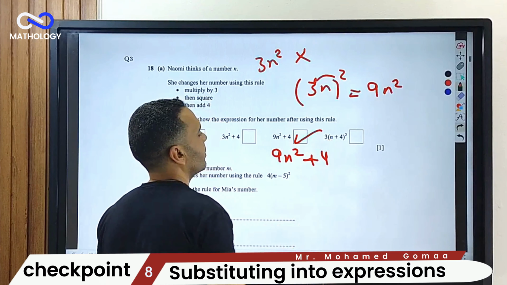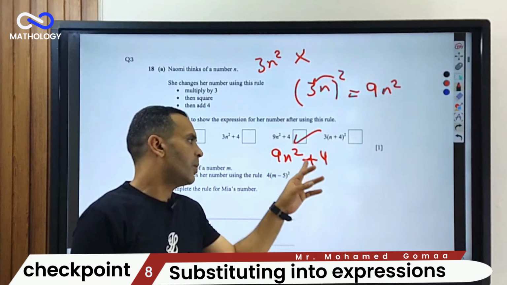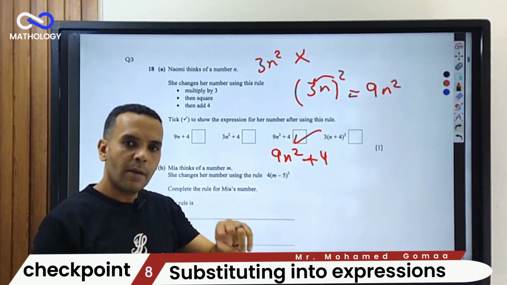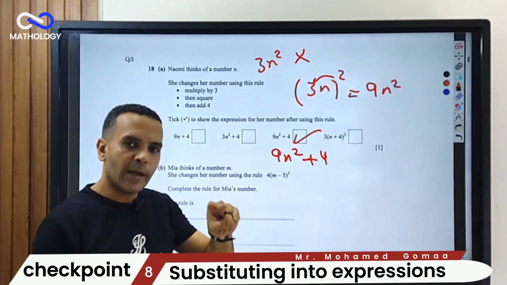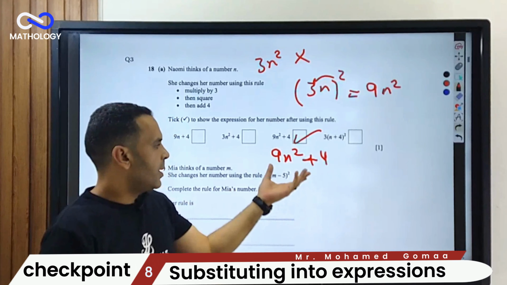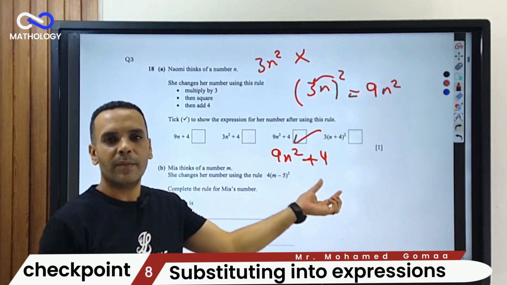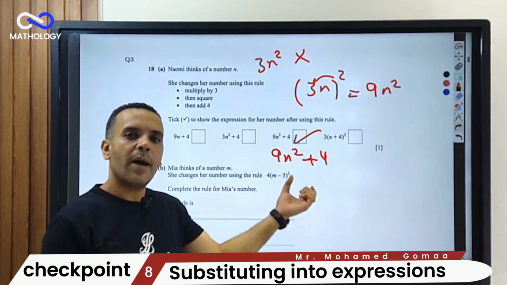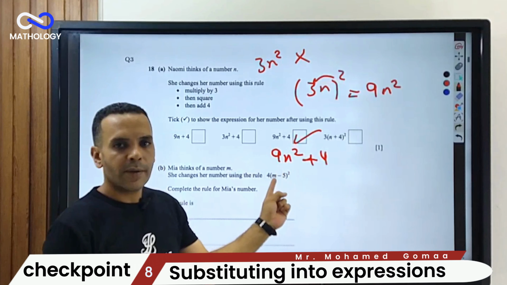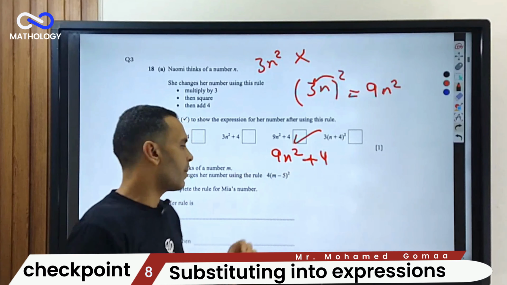This one. Don't forget 9n power 2 and 4 are not like terms. We add just like terms and subtract like terms, okay? This will be an expression: a term plus another term, okay? And the two terms are not like, so leave it. It will be an expression that consists of two terms connected with plus or minus.